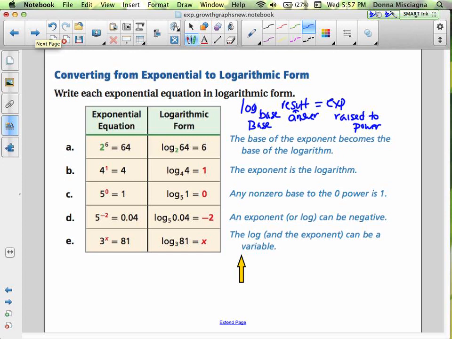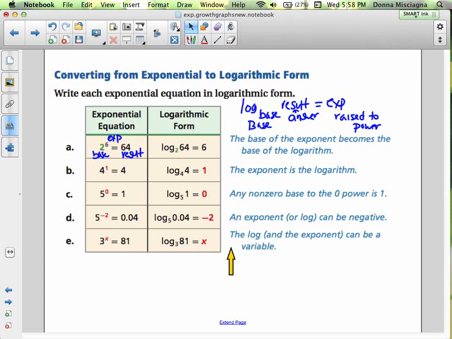So here we have 2 to the 6 equals 64. So this was our result. 2 is the base, it has the exponent on it, and 6 is the exponent. So we change it to a logarithmic. The base of the exponent becomes the base of the logarithm. So if you follow the green there, I'll point with my arrow. So here's our base. Notice where our base is when we write the log equation.